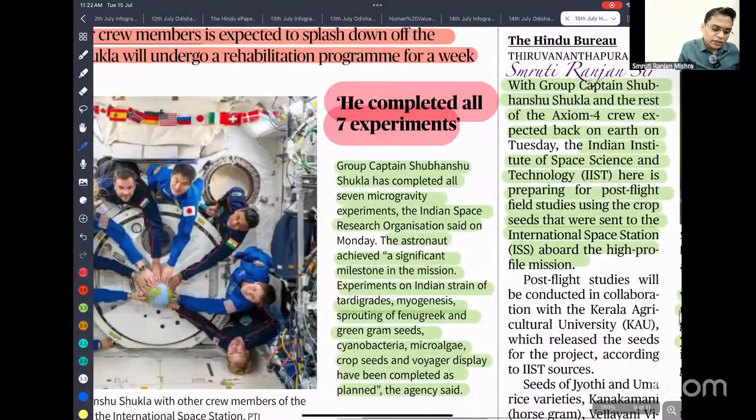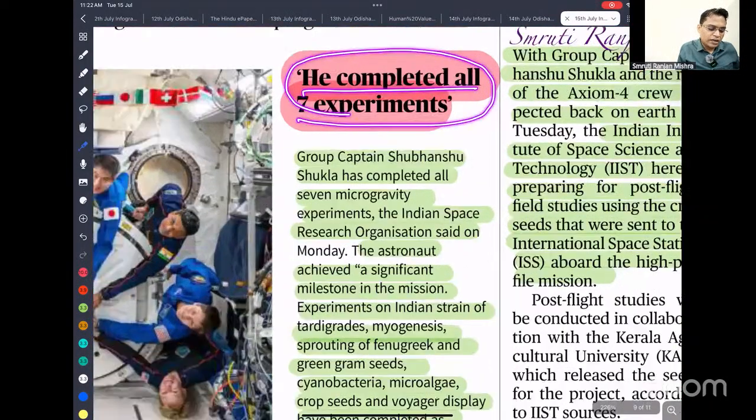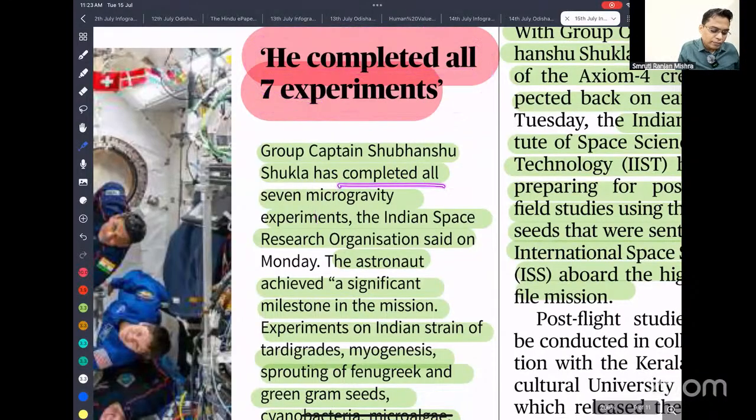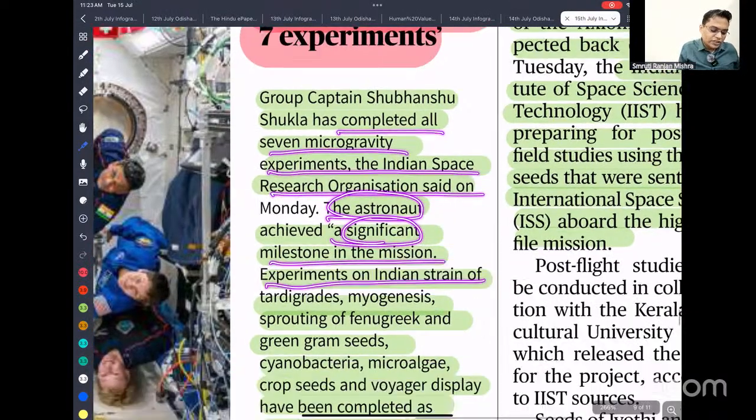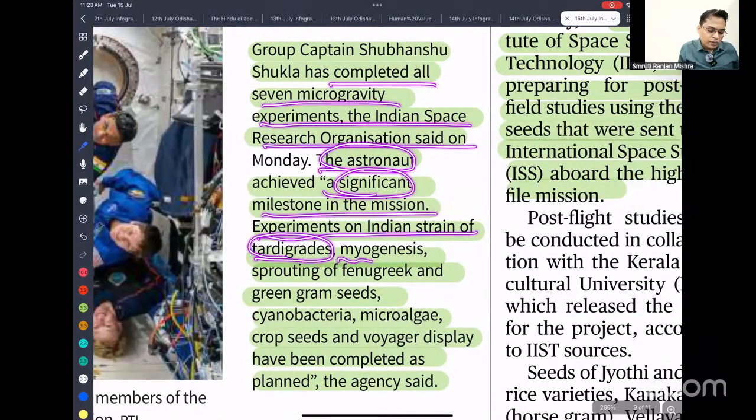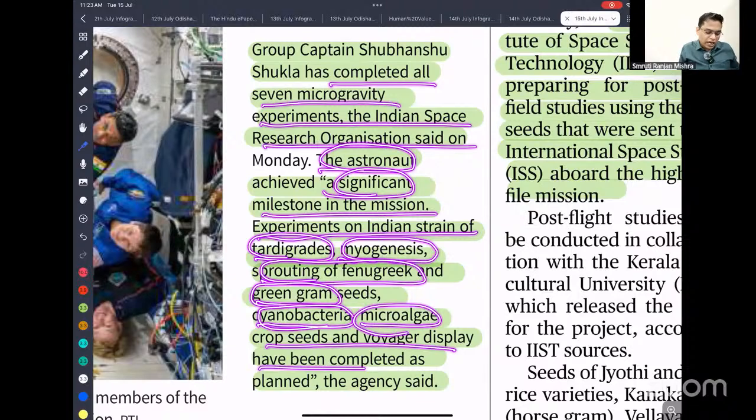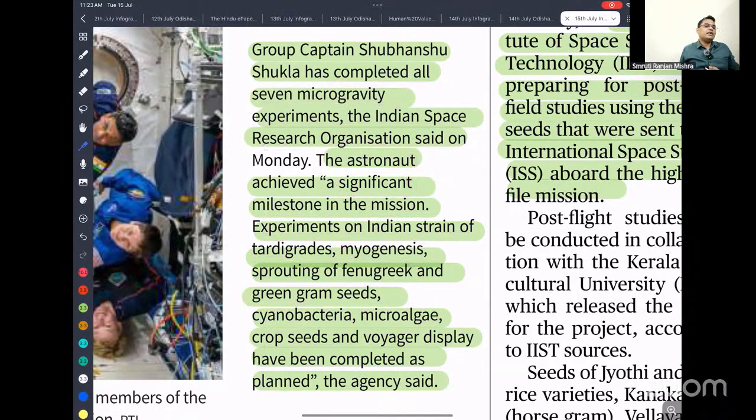He completed all 7 microgravity experiments, the Indian Space Research Organisation said. The astronaut achieved a significant milestone in the mission, with experiments on the Indian strain of tardigrades, myogenesis, sprouting of fenugreek and green gram seeds, cyanobacteria, and microalgae. These are the experiments we conducted at the International Space Station to understand how microgravity conditions impact them. That is helpful for India whenever we plan to launch a space mission.